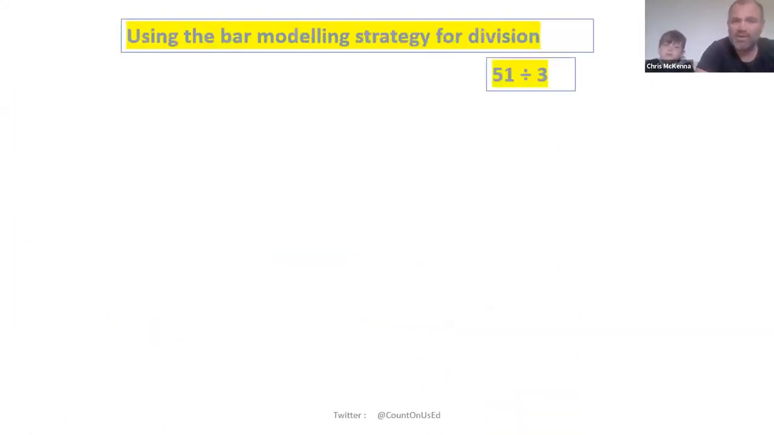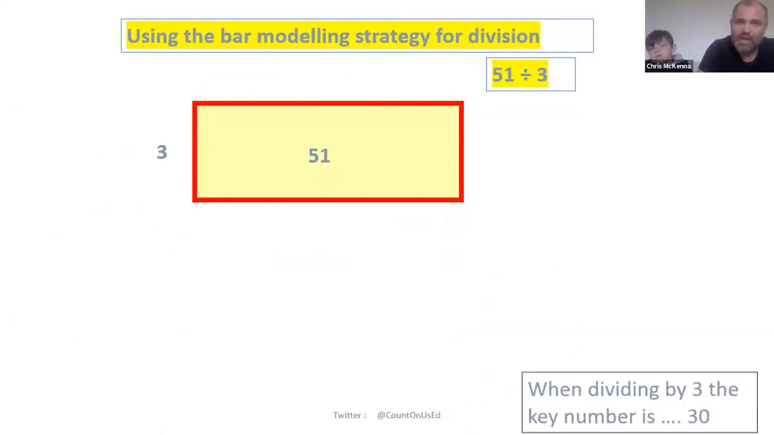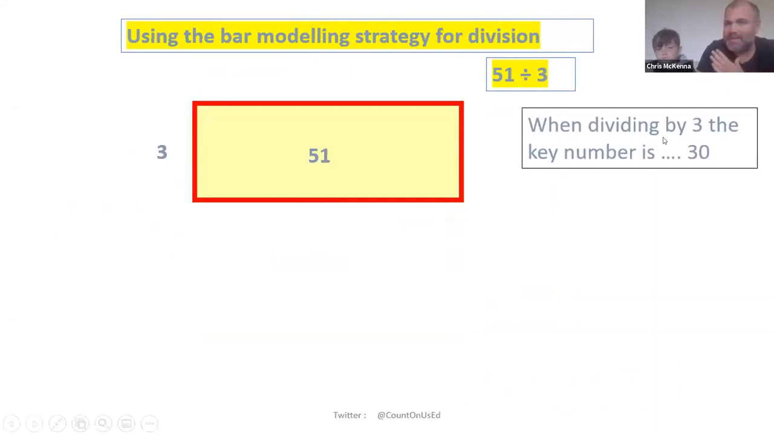So 51 divided by 3. Because I'm dividing by 3, we talked about earlier in the multiplication that 30 is a key number. So I want you to draw a bar, put 51 in the middle, and put 3 at the side. When dividing by 3, the key number is 30.